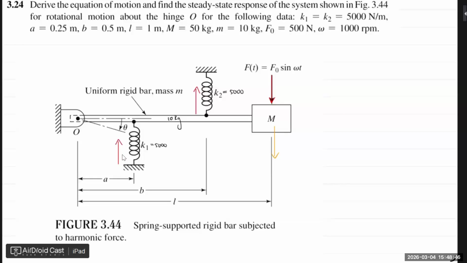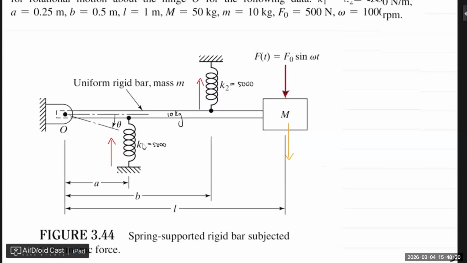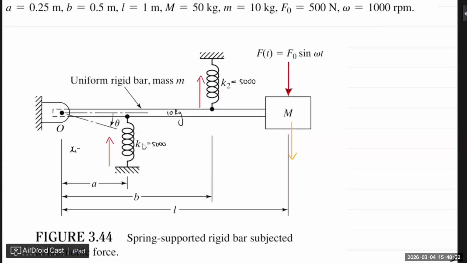So this distance, because this K1 is going to move a distance, that distance there will then just be theta times the radius, which is A. And here, this distance will also move, and this will be theta times the radius, which is B.